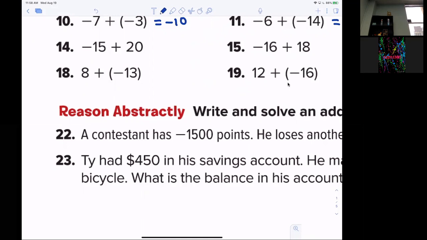You're allowed to switch the order. Read this number first. 20 plus negative, no. Read this number, just this number. 20. Negative 15. What's 20 minus 15? 5. See what I'm saying, right? You can change the numbers around. The sign in front tells you if it's positive or negative.